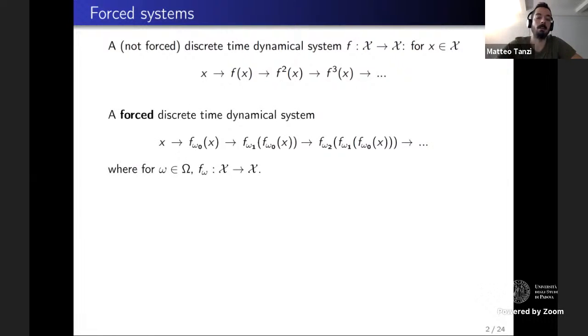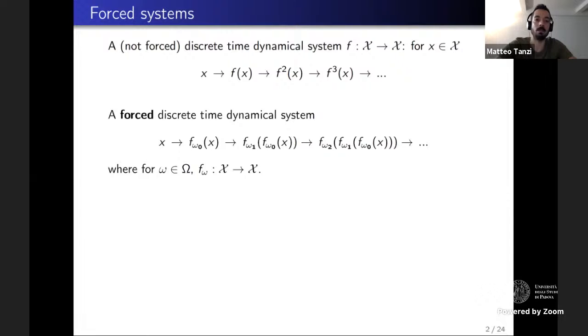What do I mean by forced dynamics? I mean that instead of applying at each step the same map f, I'm now applying different maps. So I start from x at time 0. At the first iterate, I apply f omega 0, and then I apply f omega 1 at the second iterate, and then f omega 2, and so on. The f omegas are all maps on the phase space chi, and they're possibly different. They depend on this parameter omega, which lives in this set capital omega. We should think of these functions, f omegas, as maybe perturbations of a given function f. They could be just some functions, they might be unrelated to each other. The important thing is that we're applying different ones at each time step.